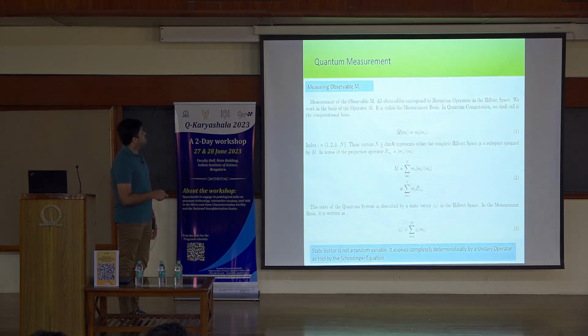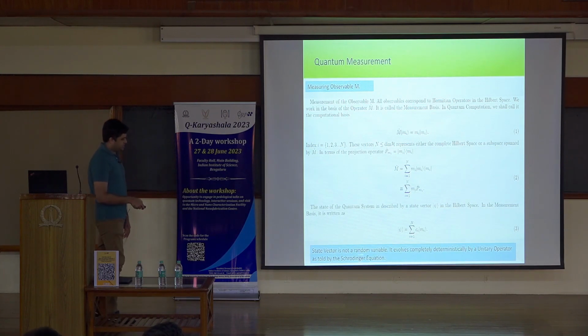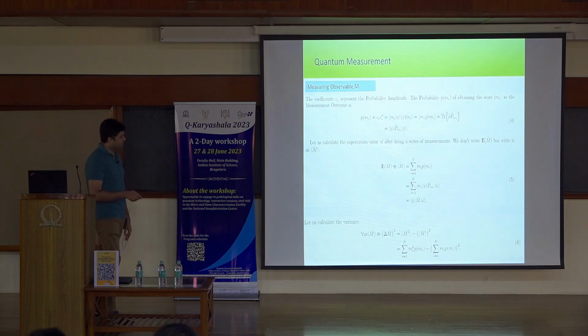Okay. So now, measurement of an observable M: if you have a state, any state can be described in the basis of that measurement operator. And that's the point I wanted to make, that the state vector is not to be thought of as a random variable. It evolves completely deterministically. Only the measurement process brings about some randomness. That is, the probability of measuring this particular eigenvalue is given by that.